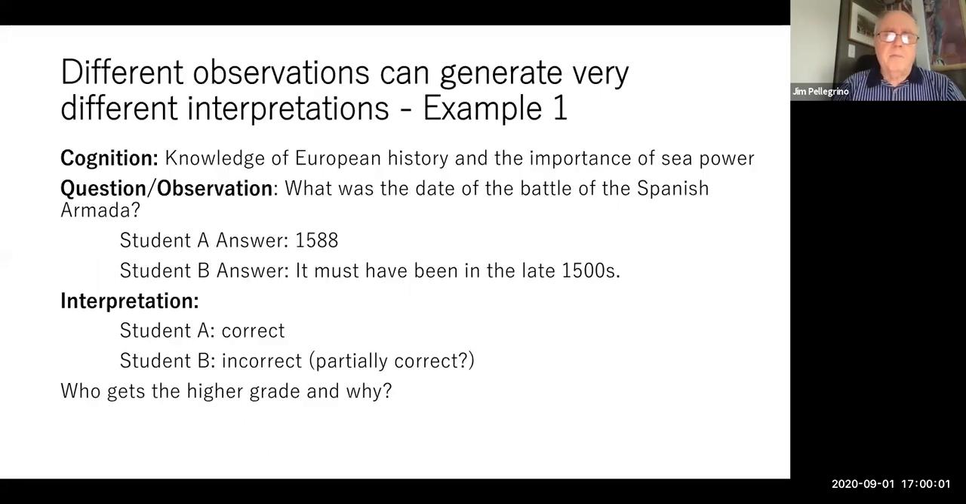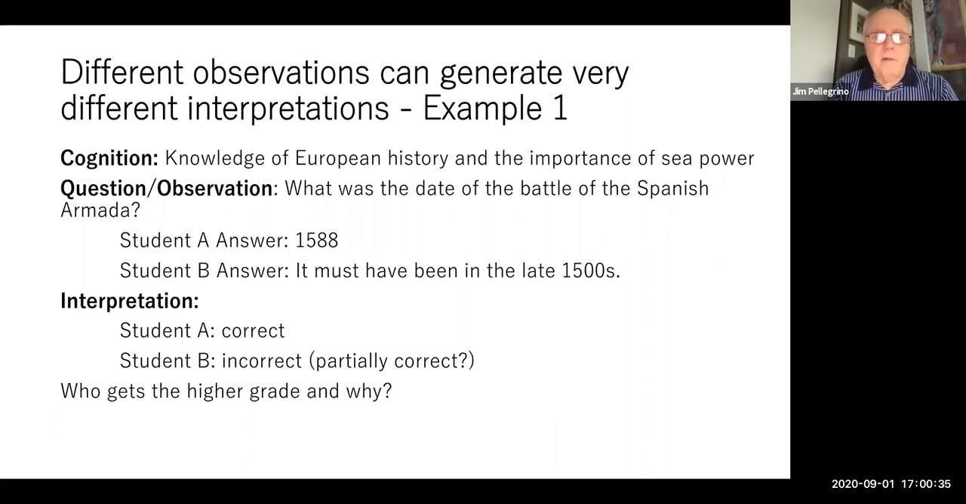It's useful to take a little simple example to illustrate perhaps some of the contrast when you frame things in terms of this assessment triangle. So let's take a case where, with respect to cognition, what we're interested in is students' knowledge of European history, and in particular, in the context of European history, the importance of sea power. So what if we had a question, and that is an observation, where we asked students, what was the date of the Battle of the Spanish Armada?